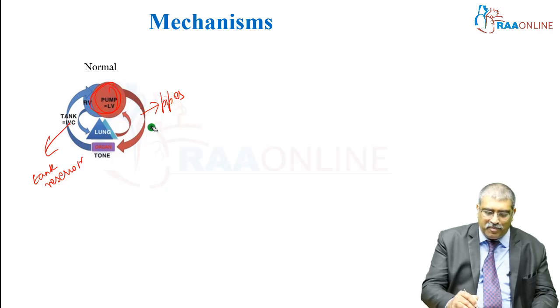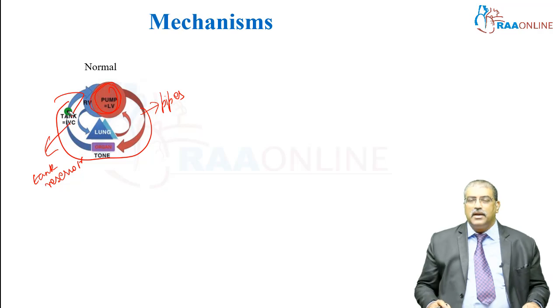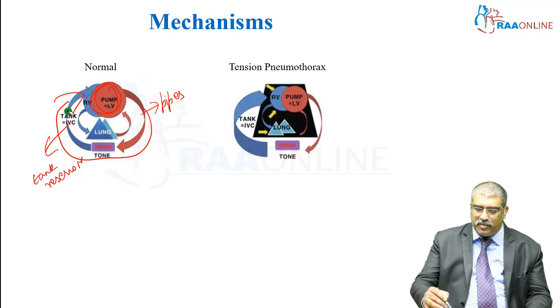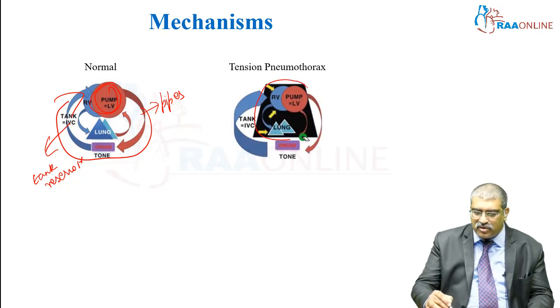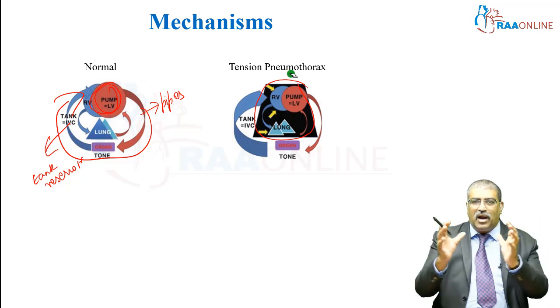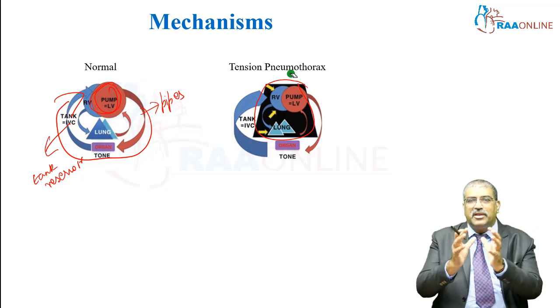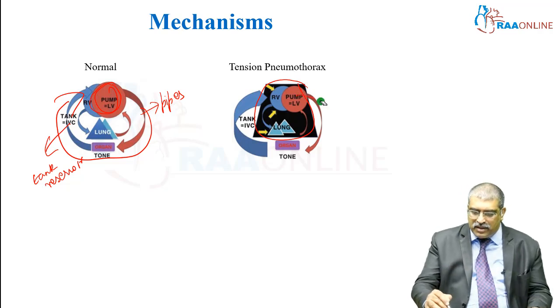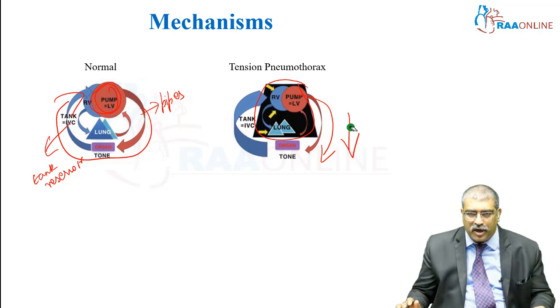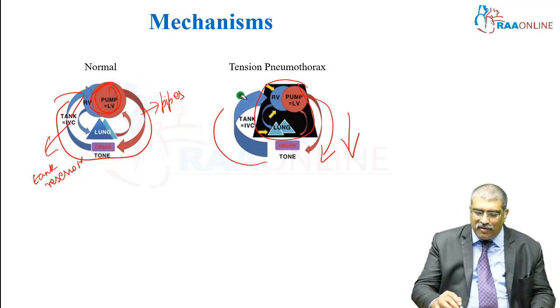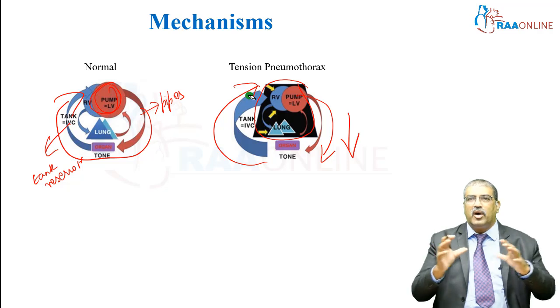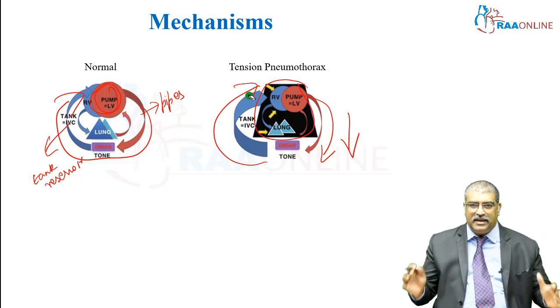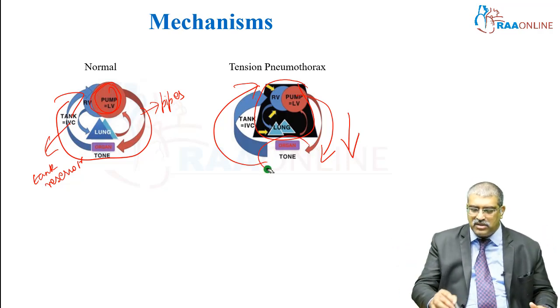You have the pump, pipe and the tank. In case of tension pneumothorax, there is air in the thoracic cavity and your heart, lung, RV, everything is engulfed in the air. So, there is decreased pipe flow. The pipe flow is not adequate, but you have a dilated tank. The reservoir is dilated and enlarged. The tone is not much altered.